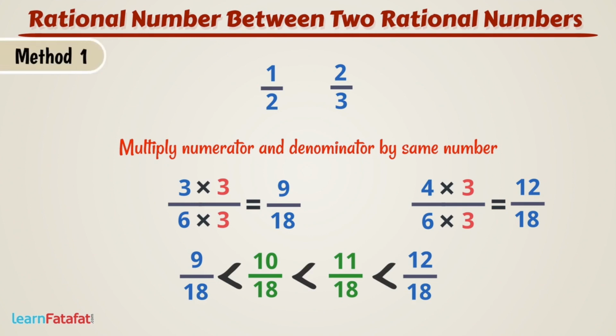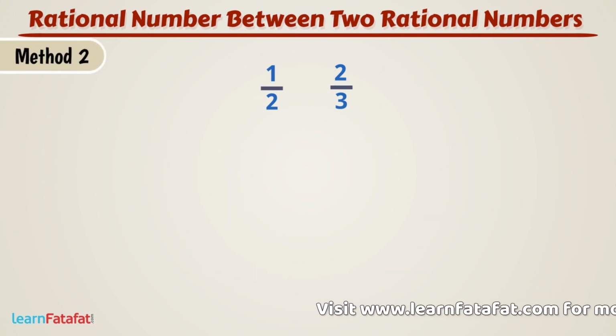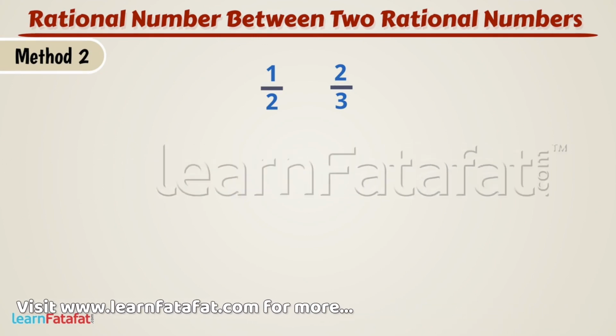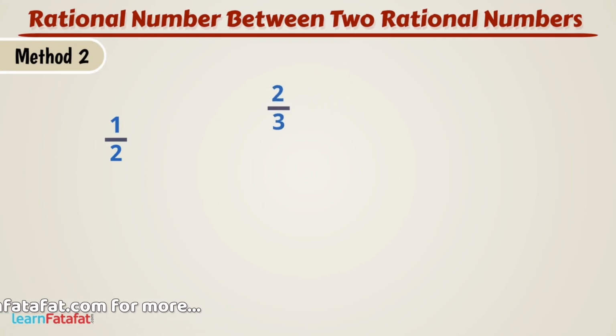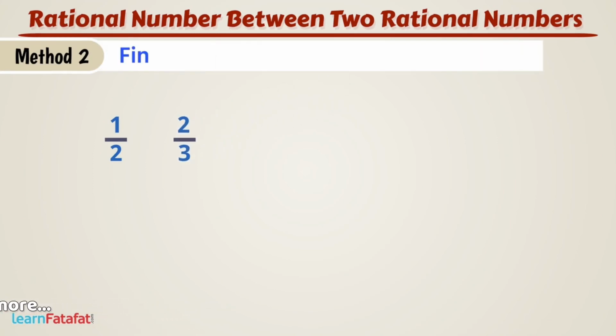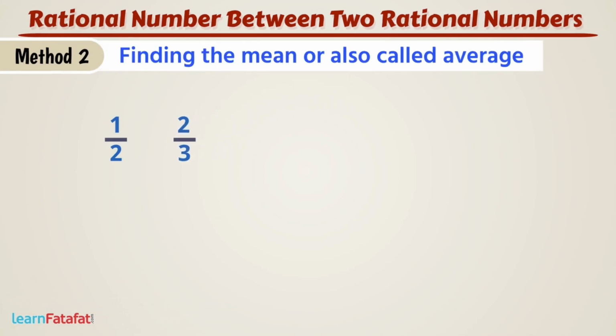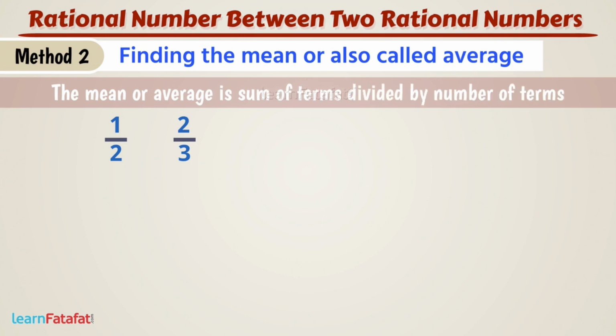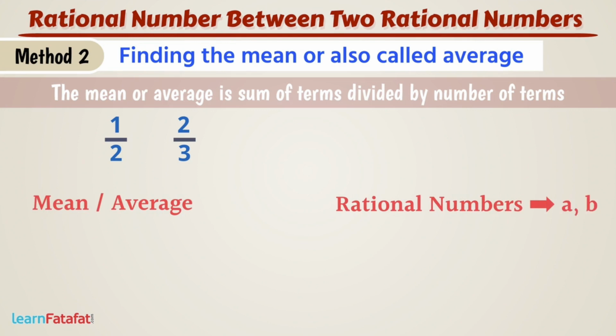This is one method of finding rational numbers between two rational numbers. There is also another interesting method. Let's find rational numbers between 1 by 2 and 2 by 3. We do so by finding mean, or also called average, of 1 by 2 and 2 by 3. The mean or average is sum of terms divided by number of terms. The mean or average of two rational numbers a and b is a plus b upon 2.